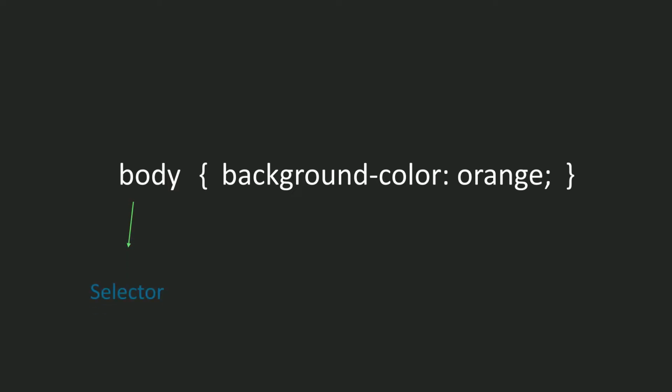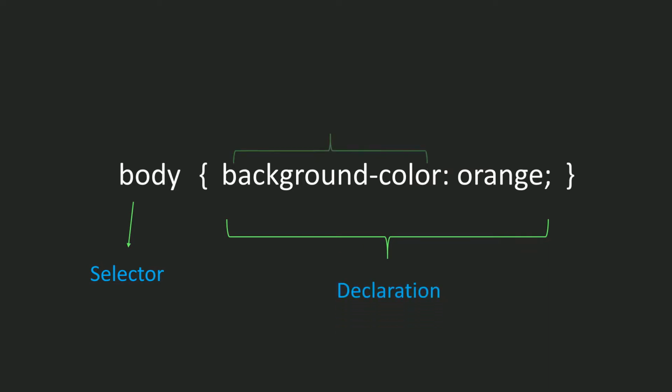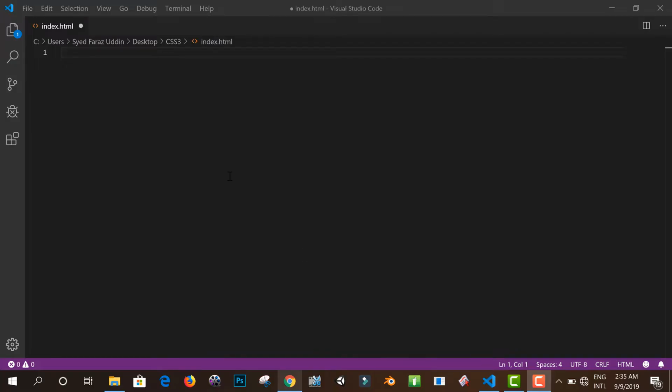Here body is your selector, background color orange is declaration, background color is the property, and orange is value. So these are some main concepts of CSS that you will have to remember as for theoretical aspect. Now we are going to perform some basic CSS stuff. So let's start.